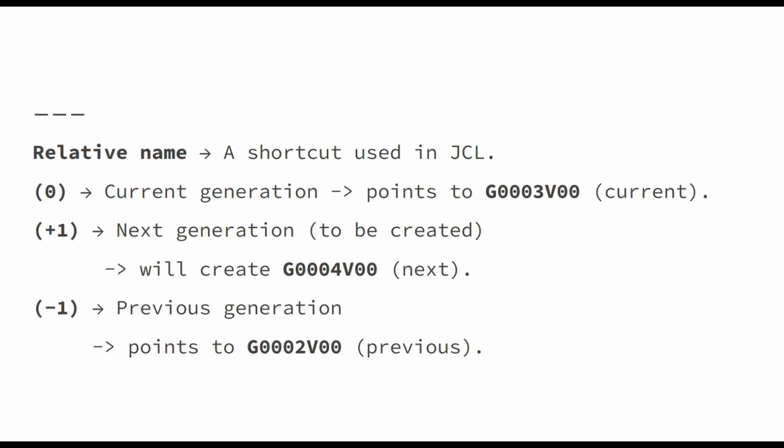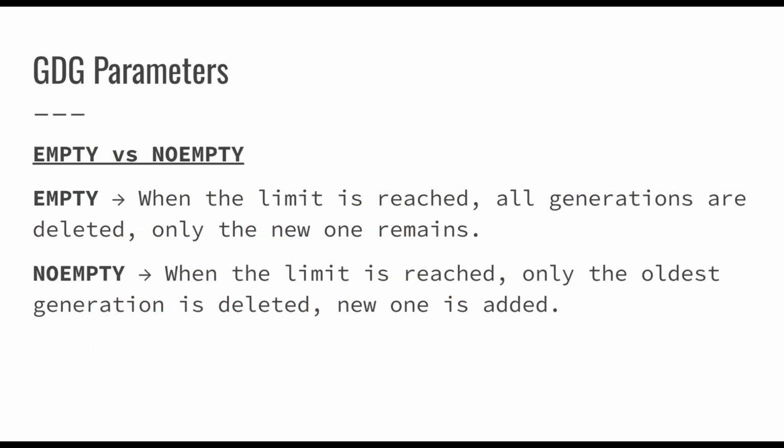Now let's see GDG parameters. EMPTY: when the limit is reached, all generations are deleted and only the new ones remain. NOEMPTY: when the limit is reached, only the oldest generation is deleted and a new one is added. For example, let's say we have taken the limit as 5. With EMPTY, once the limit of 5 is reached, all 5 generations will be deleted and the 6th generation will be available. This is the behavior of the EMPTY parameter.